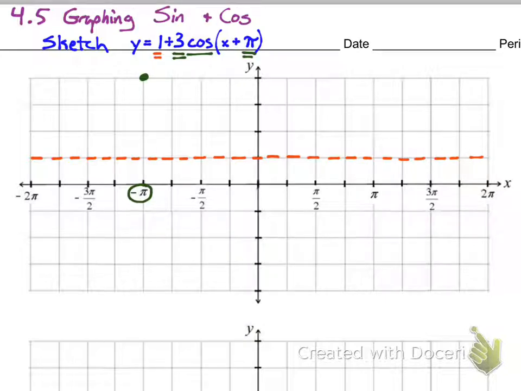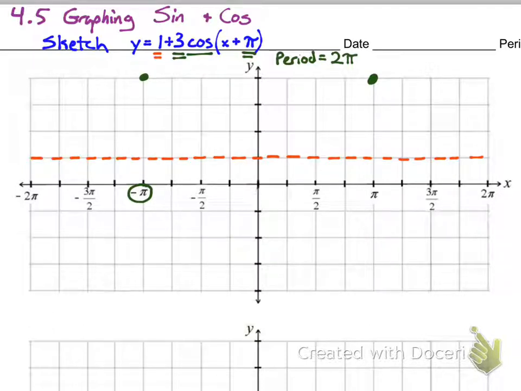Now that I know that, I should look for the period. Well, fortunately, we're not multiplying anything by x, so the period is just 2 pi here. And that means that I can move from that point. I'll move over 2 pi to the right and plot that point as well all the way over there. Next, because this is cosine, I know that halfway between those points will be the very minimum of the graph, the very bottom of the graph.